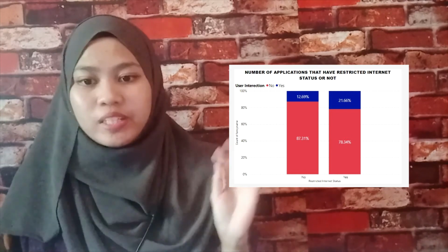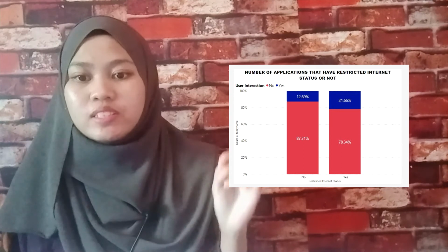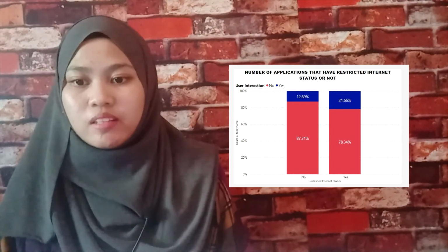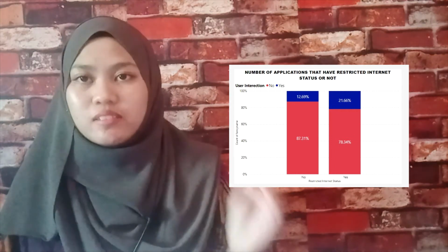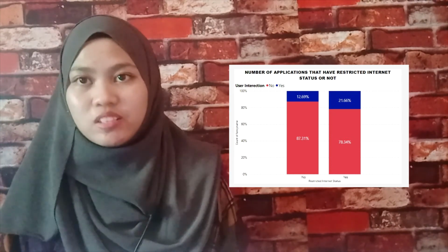From the chart, we can see that whether the application has restricted internet status or not, there are more than 78% that have no user interaction feature compared to those that have user interaction in their application. For the conclusion, in general, there are lists of applications that have all features like parental guidance, location share, info share, restricted internet status, and user interaction.